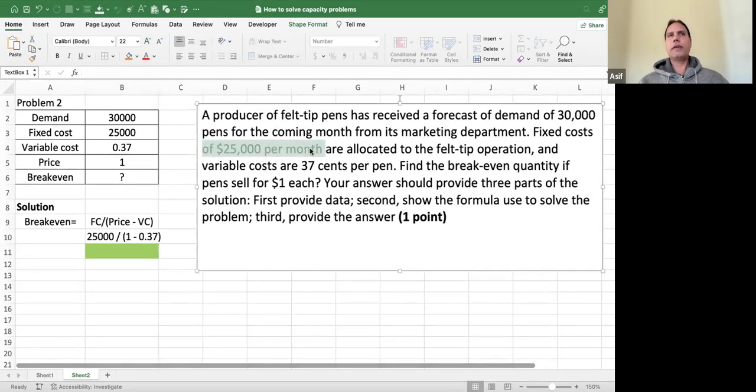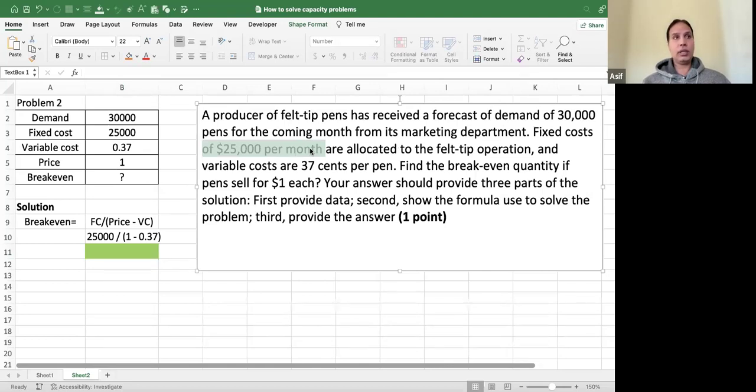So what's a fixed cost? Fixed cost is the cost that does not change. It's fixed. It remains fixed. So for example, this company that is making pens, they have invested in fixed costs.